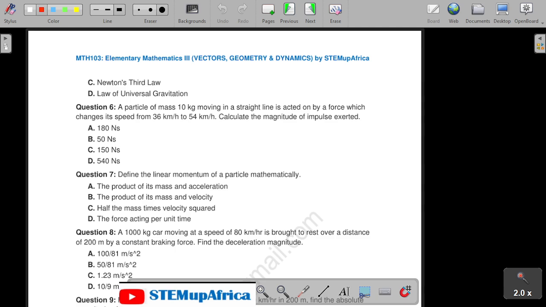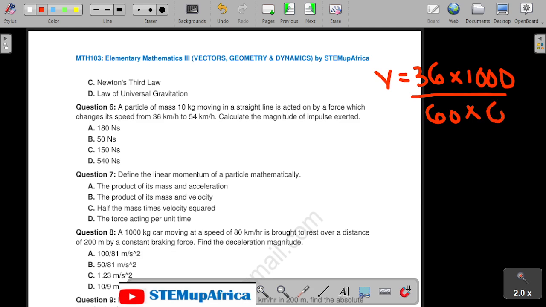Okay. Question number 6. Say a particle of mass is moving in a straight line. It's acted upon by a force which changes the speed from this to this. Calculate the impulse exerted. Remember we said impulse is change in momentum. So I need to convert the velocity 36 to meters per second. So I'm having 36 times 1000 divided by 60 times 60.